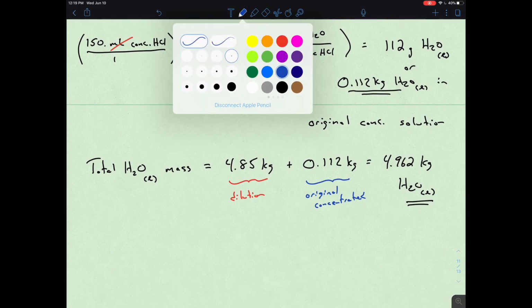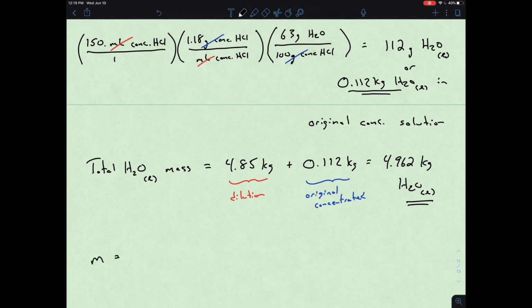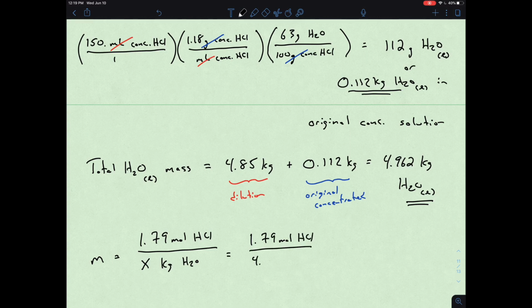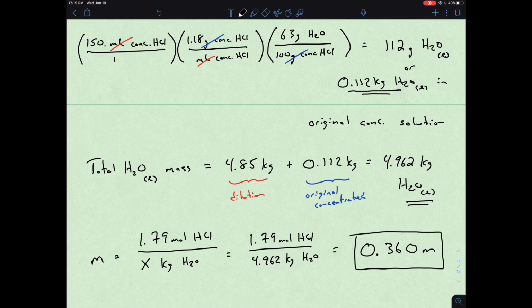And so now we can solve for the molality of the process. Remember, we had our 1.79 moles of HCl over X kilograms of H2O. We just figured that out, so now we can put them together to solve for our molality. So we have our moles of our solute, our HCl. We have our mass in kilograms of our solvent, our H2O. And we put those two together and we get 0.360 molal for our solution.